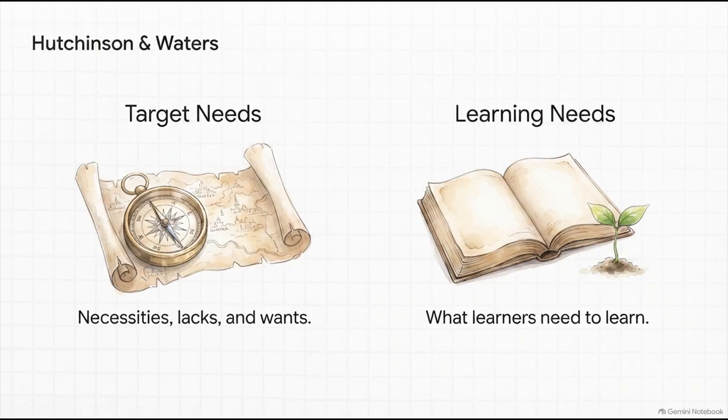And finally, wants. And these are entirely subjective. You really can't ignore wants because this accounts for the learner's actual personal motivation. Meanwhile, on the other side, learning needs cover the actual path, the process, and the conditions the learner needs to successfully absorb those target skills.